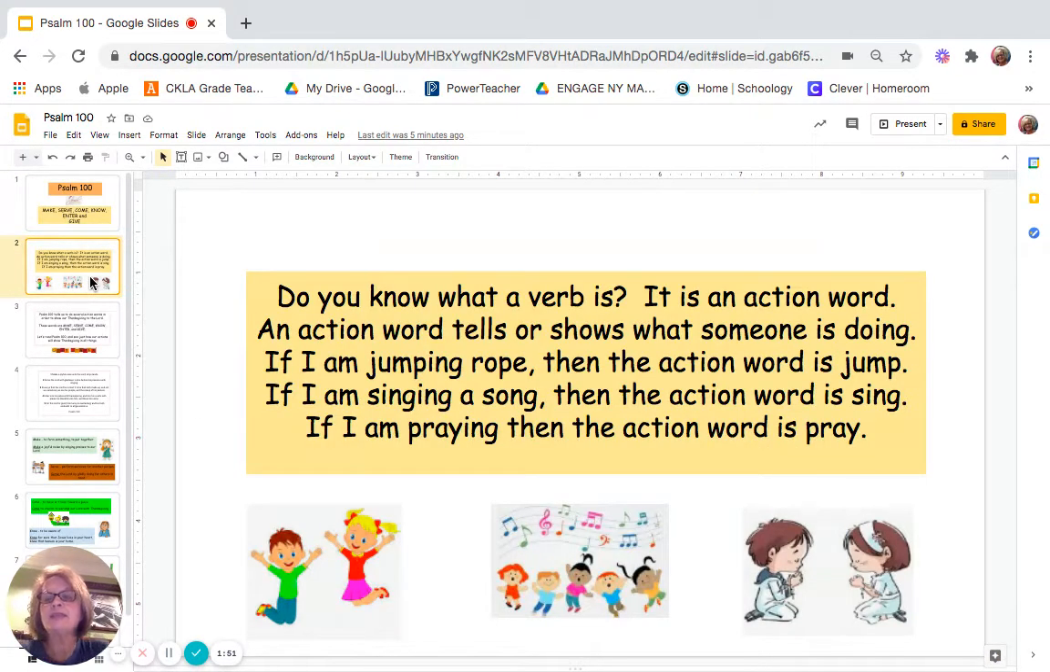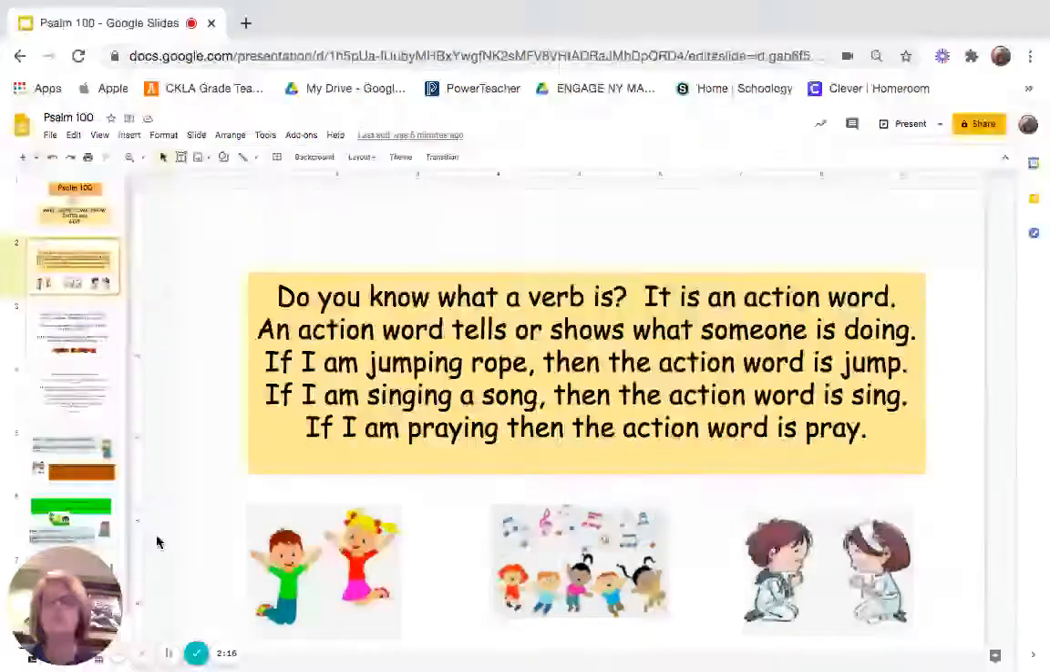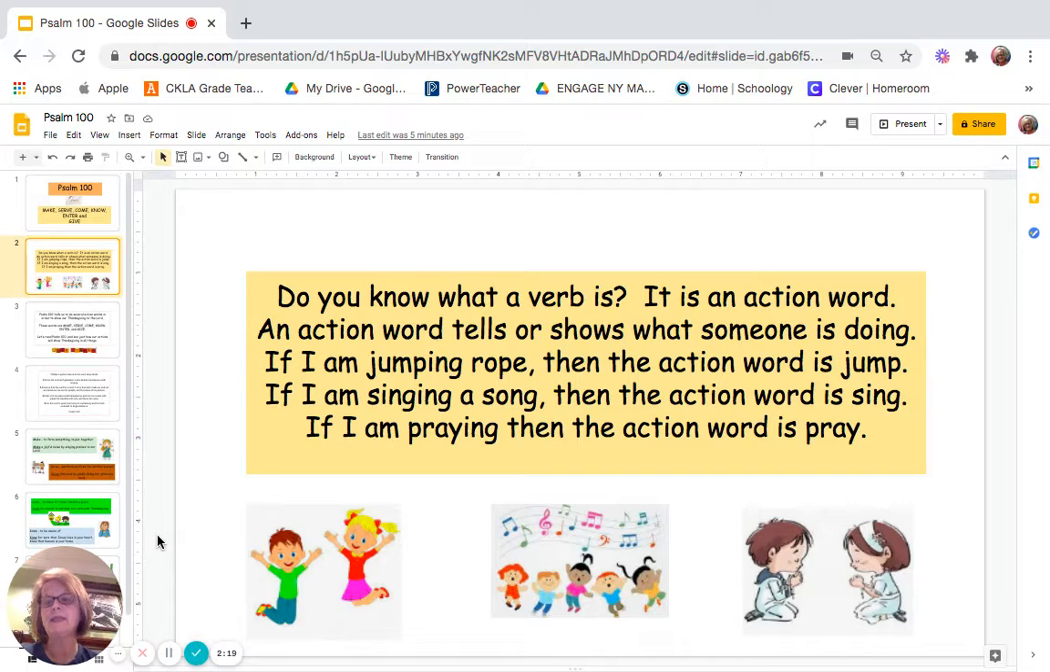Our first slide says, do you know what a verb is? I feel like I'm in first grade talking to some first graders right now. A verb is an action word. An action word tells or shows what someone is doing. If I'm jumping rope, or jumping like these children here at the bottom, then the action word is jump. It's telling everyone what those children are doing. If I am singing a song, like in this picture, the action word is sing.